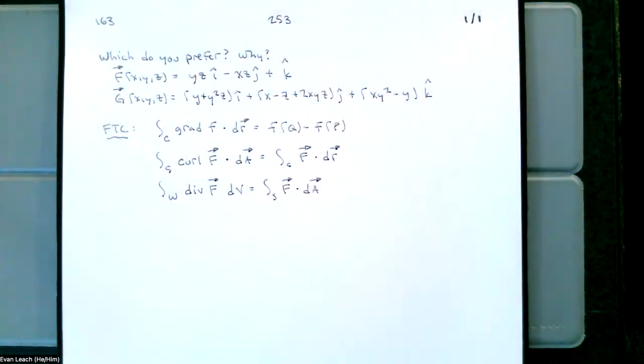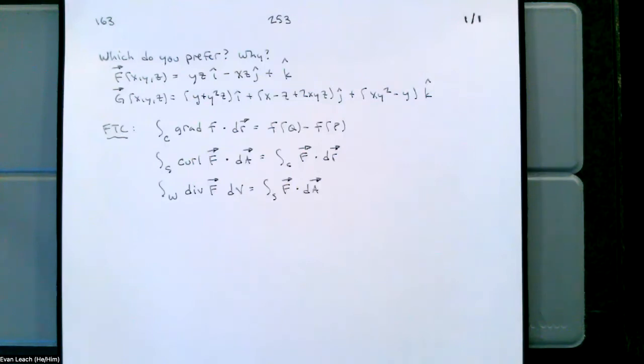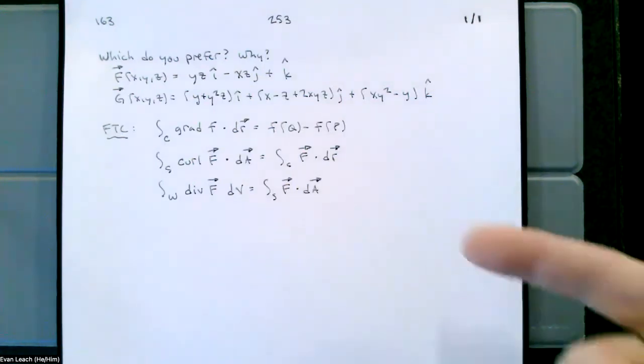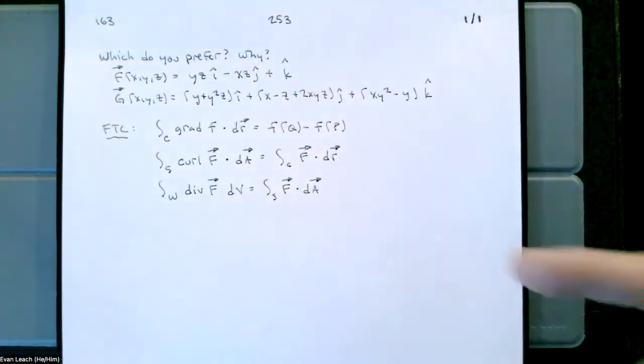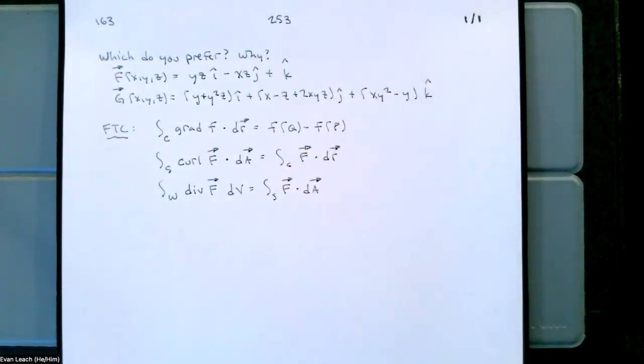There's a lot that goes into these. We do have to specify that C is some path starting at P and ending at Q. We have to specify that for Stokes' theorem, C is the boundary of the surface S. We have to know that dr is a vector in the direction of the curve C at every point. dA is a vector normal to the surface at each point. And then for the divergence theorem, we need to know that S is the surface of the solid W.